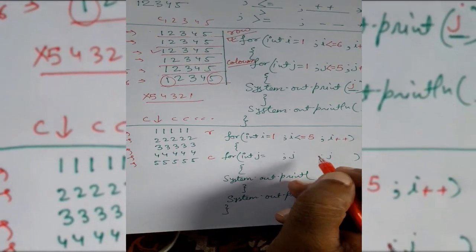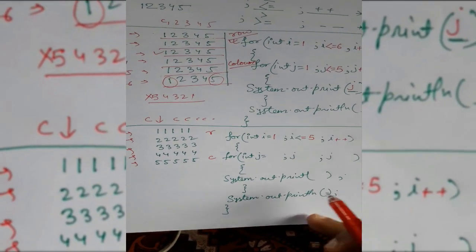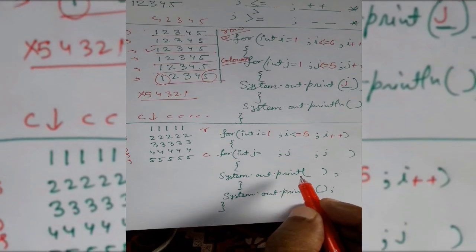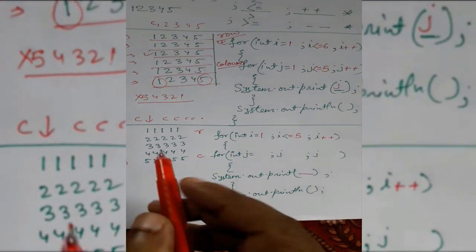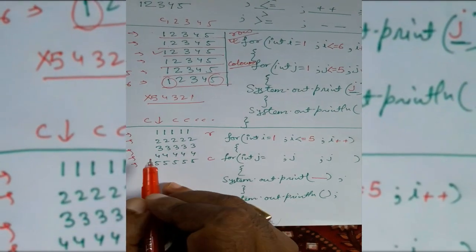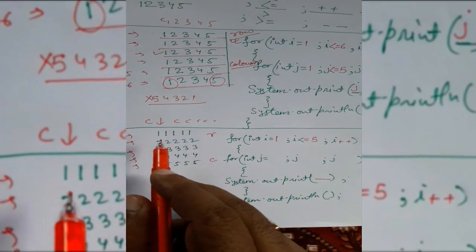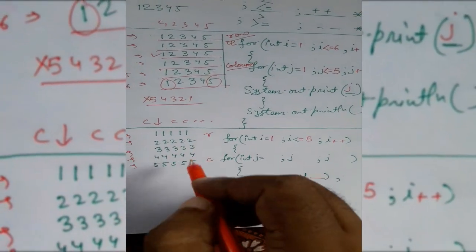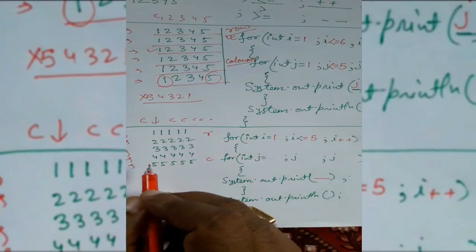J, whether it is less than or greater than, we don't know that. J plus plus or minus minus, we will see that later also. Now System.out.print, what we will print here, we don't know now. Let's see. Now you see 1 1 1 1 1, 2 2 2 2 2, 3 3 3, 4 4 4, 5 5 5. So what is that? Are we increasing or decreasing? Now column-wise we are increasing the values. So here every time we are printing 5 values.